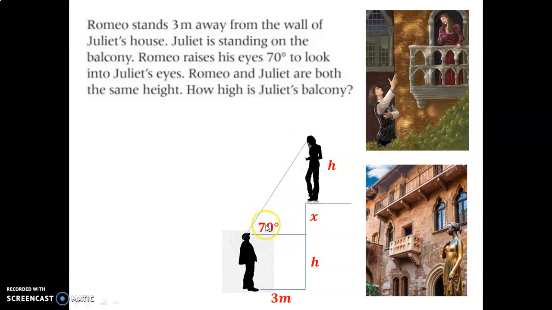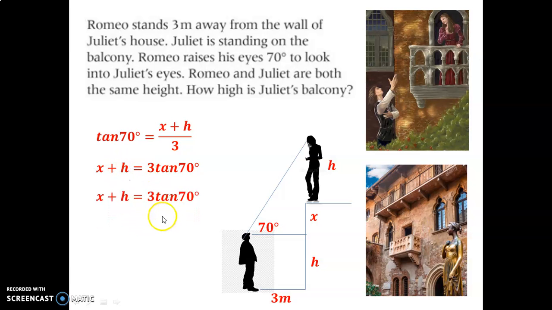And there's an angle of 70 degrees here. He looks up, and if we use that right triangle, we can find the length of x plus h, which is this little bit plus her height. Okay, so we can do tangent of 70 is x plus h over 3, basic tan ratio. That allows us to solve for x plus h.